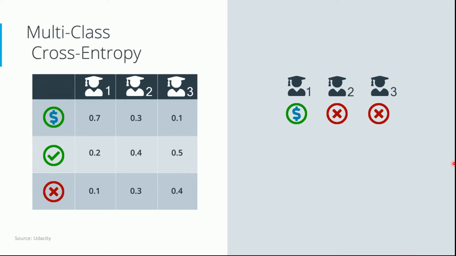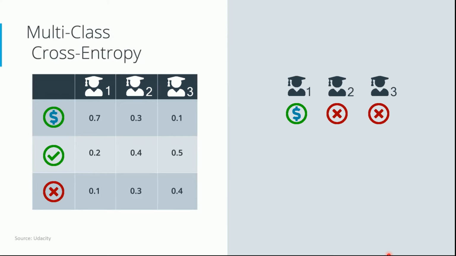Now, let's say that we are given the labels for our data to train. Now, the label data we got for our three data set points is the following. The first student got accepted with scholarship. The second student got rejected, and so did the third student.